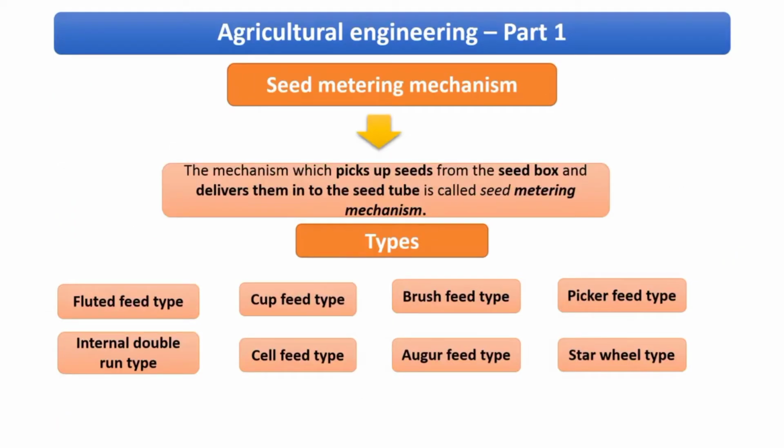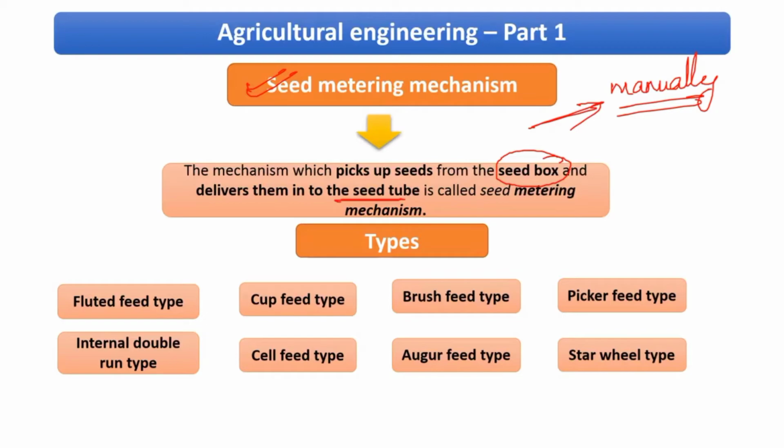So now, coming back to the seed metering mechanism. It is a mechanism which picks up the seeds from the seed box and delivers them into the seed tube. So what I told you, there can be a situation when this is done manually, where people are taking the seeds from the box and placing them into the furrows. So it also has various types.